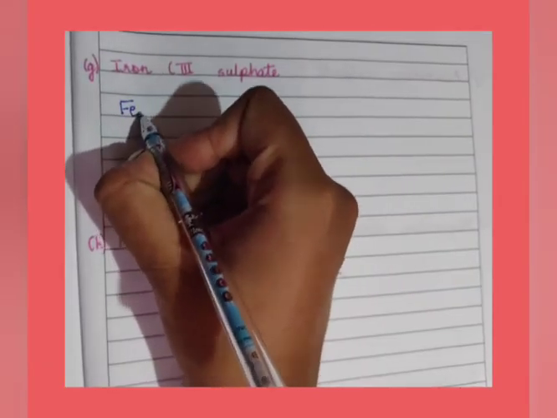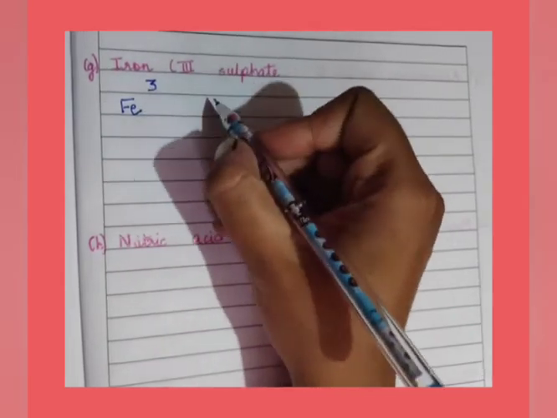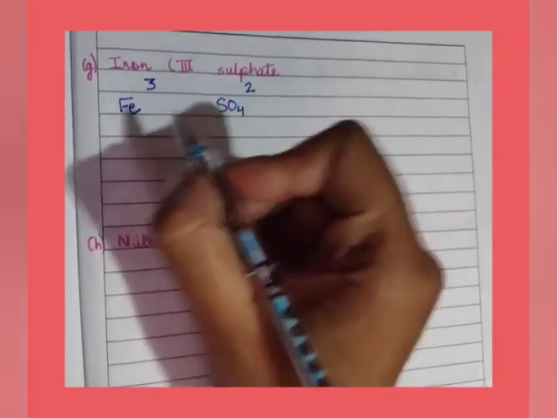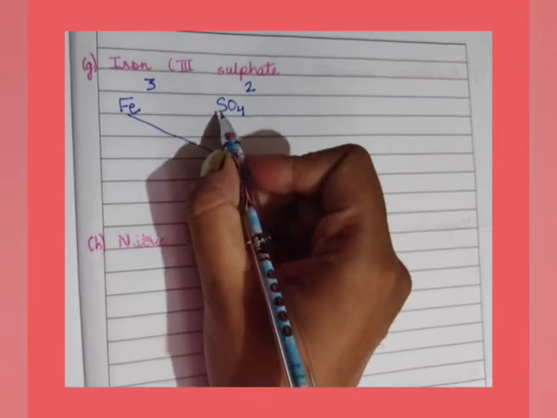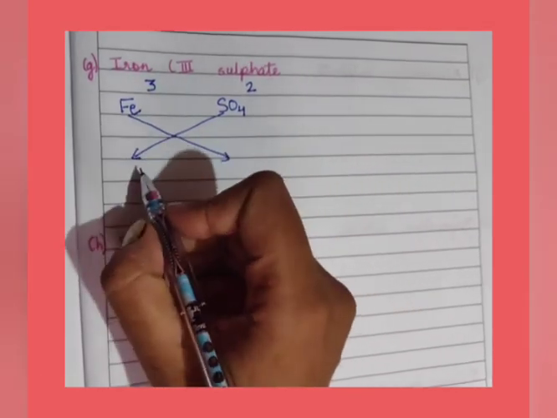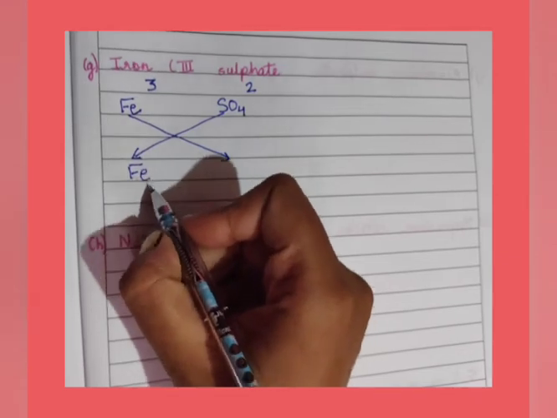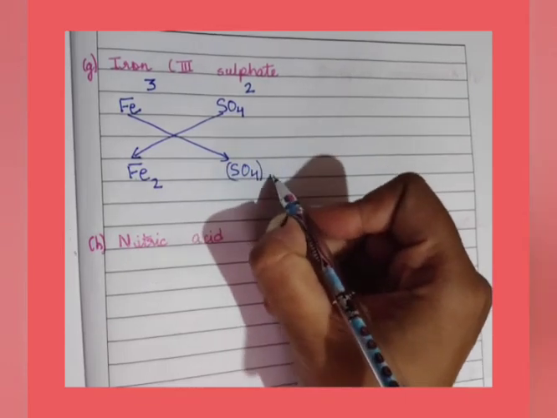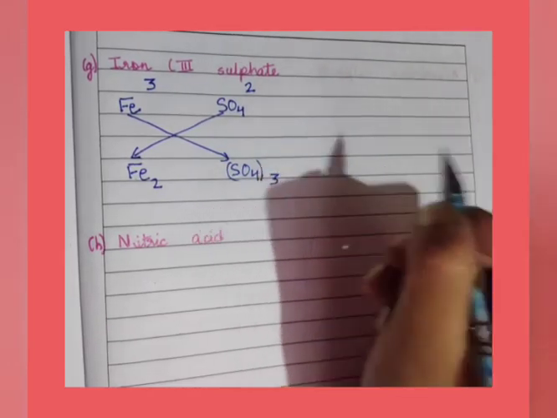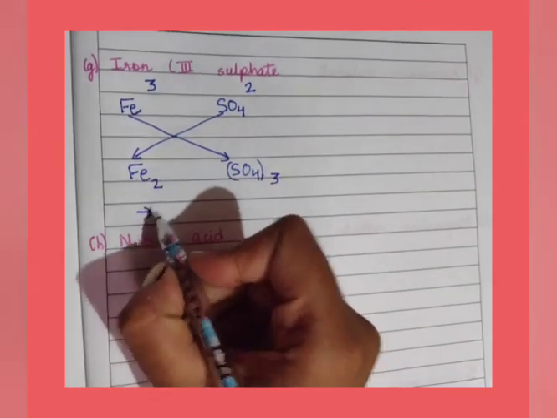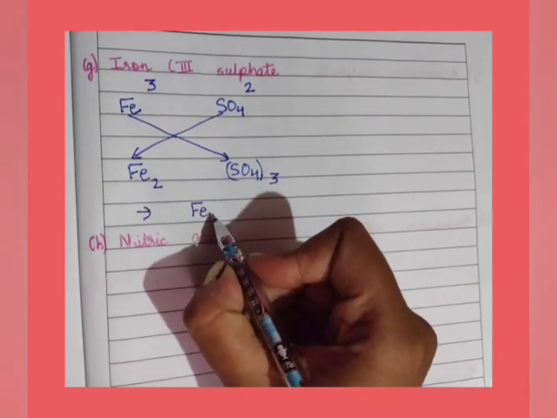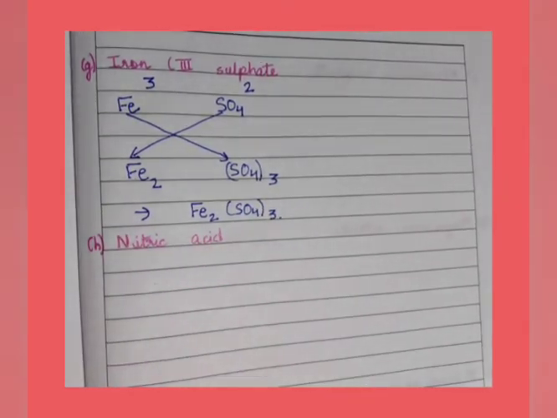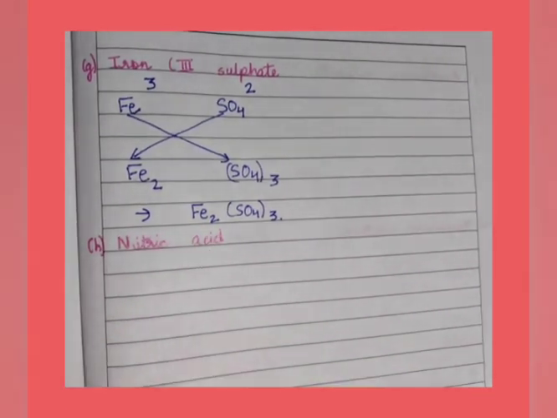Okay. Iron, the symbol is Fe, valency is 3, sulfate SO4, valency is 2. Now they are going to interchange the valencies. So what will come here? 2. And what will you get here? You will get 3. Since it is a polyatomic ion, I put it in bracket. So what is the formula? Fe2(SO4)3.